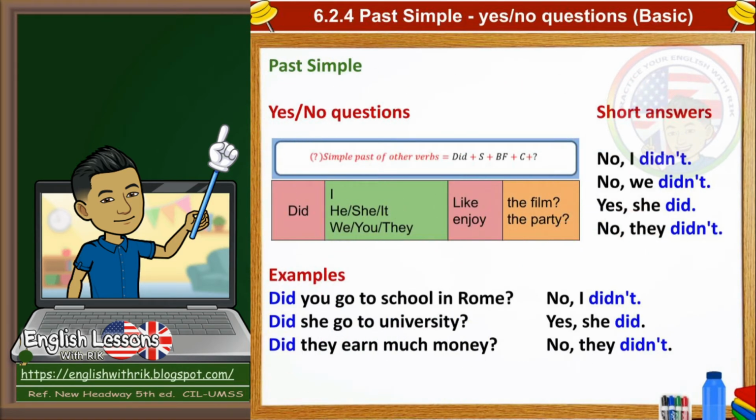Yes, no questions and short answers. Did you like the film? No, I didn't. Did she enjoy the party? Yes, she did. Here are some examples. Did you go to school in Rome? No, I didn't. Did she go to university? Yes, she did. Did they earn much money? No, they didn't.